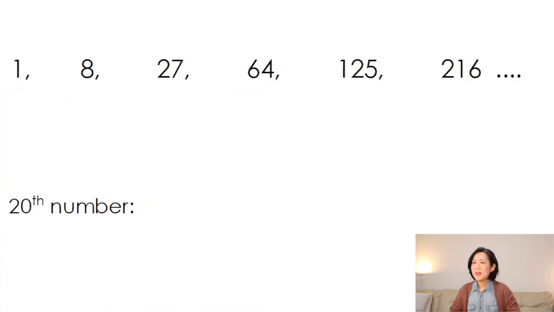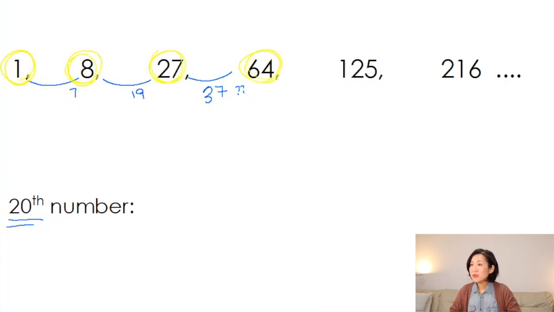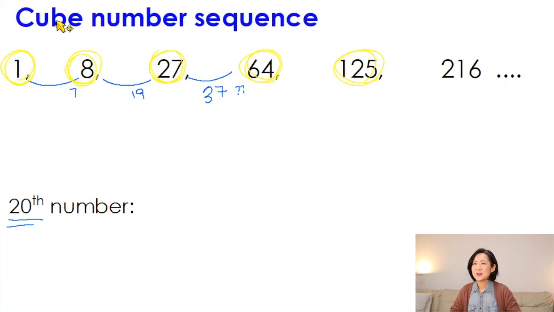Now we've got another number sequence. Then we need to find the 20th number. Have a look at how the numbers increase dramatically. 7, 19. It's really hard to figure out the pattern. I don't know how to find the pattern. Then let's focus on each number. 1, 8, 27, 64, 125. Are you getting familiar with these numbers? All of these numbers are cube numbers, right? So this is called the cube number sequence. I really want you to recognize these numbers.